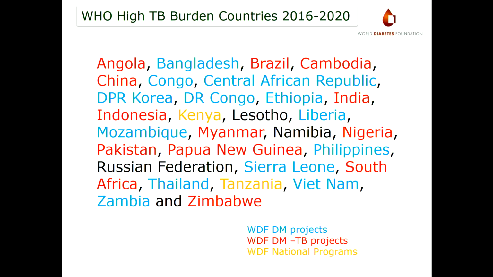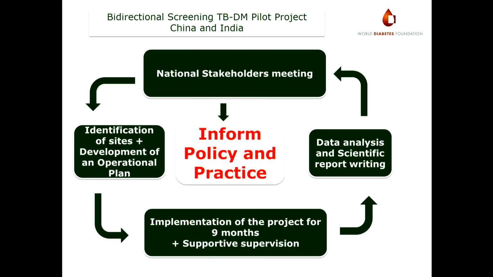If you look at WHO high TB burden countries that have been indicated in the End TB strategy, the ones in red are where the World Diabetes Foundation already funds a diabetes-TB project. The ones in blue are where we have diabetes projects and can easily link up with the TB programs. The countries in gold or yellow are where we support national programs, and we are pushing these countries to incorporate the collaborative framework between diabetes and TB. This is a slide that I borrowed from Ajay.